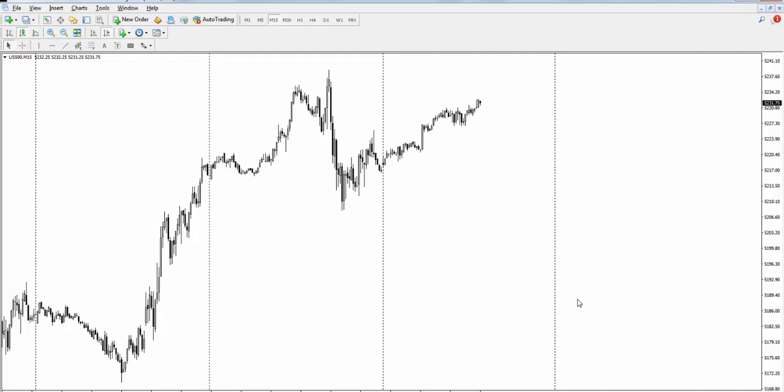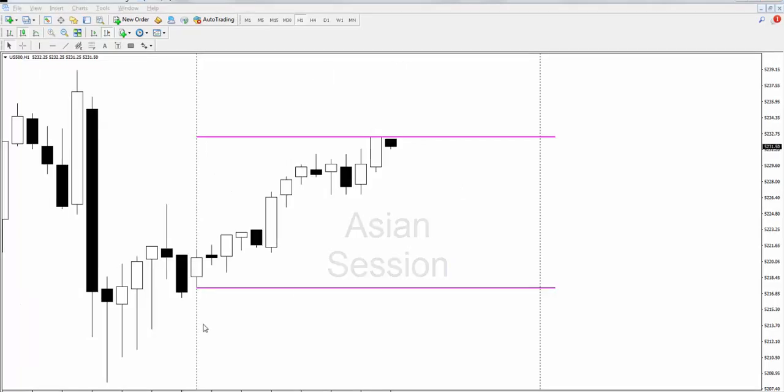With the period separators on the chart, what I look for now is the Asian session low and the Asian session high. Let's mark those up. So what I've done is put a line on the Asian session low, and as we've traded slightly higher in the European session, I can actually put my line on the high of the European session.